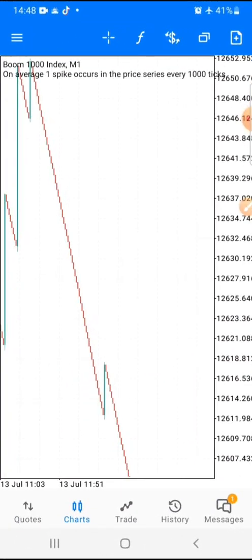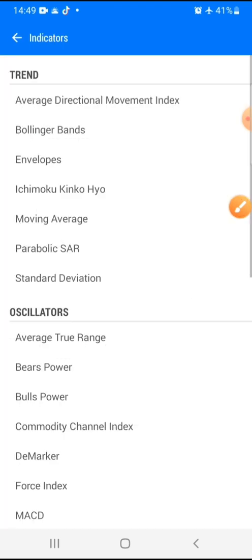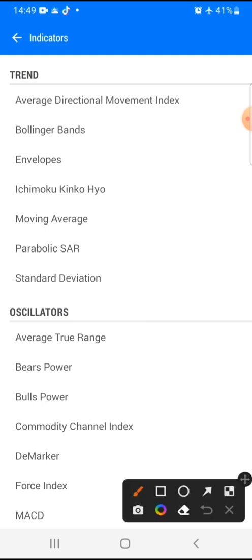Let's first of all look at the indicators that we're going to be using. So we're going to go to the F icon. This is the F icon. You click it. It will take you to the indicators. We're going to be making use of the moving average.